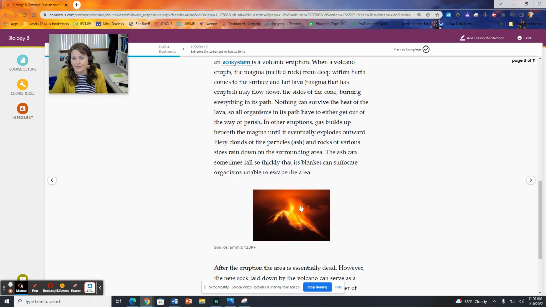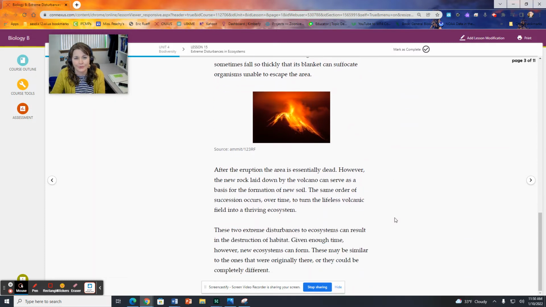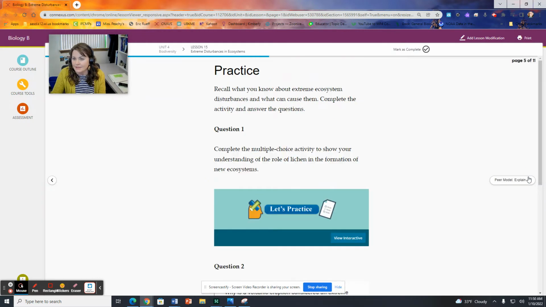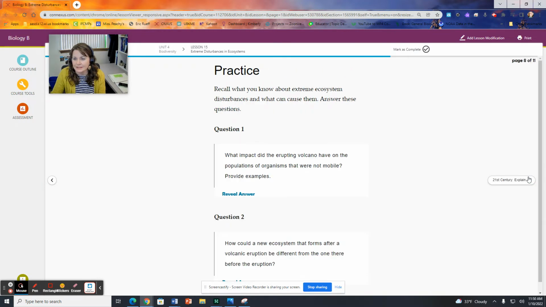So it talks a bit about volcanoes and how it's a similar type of situation. Again, the bottom line is that in the primary succession we see, soil has been completely eliminated. So these are extreme disturbances that completely get rid of all of that nutrient-rich soil. And so the soil has to reform in order for the ecosystem to bounce back, essentially. So that is that segment.